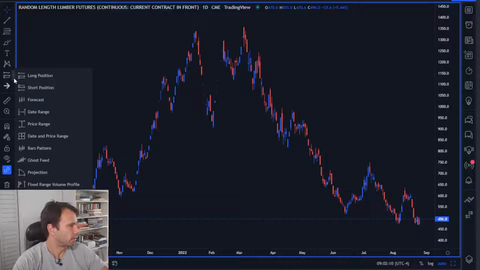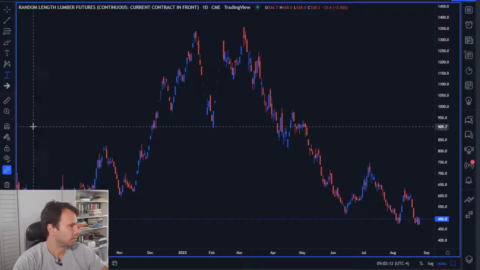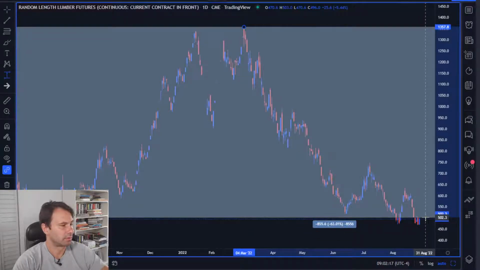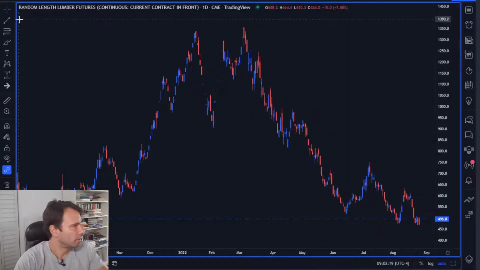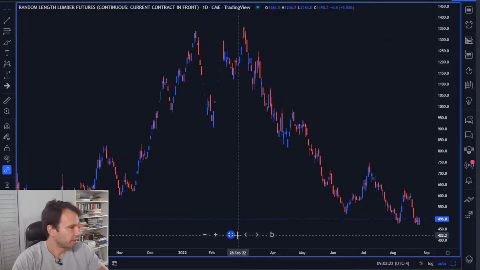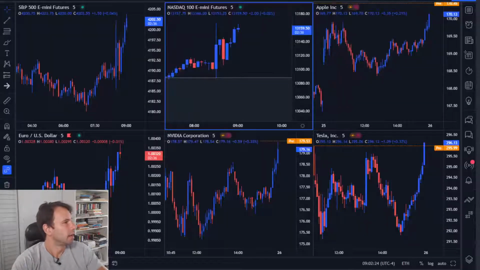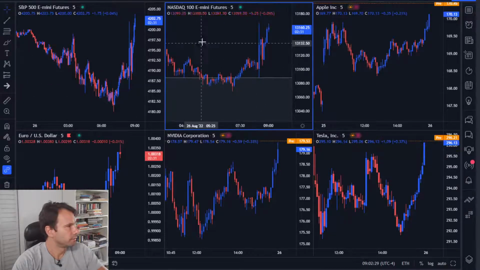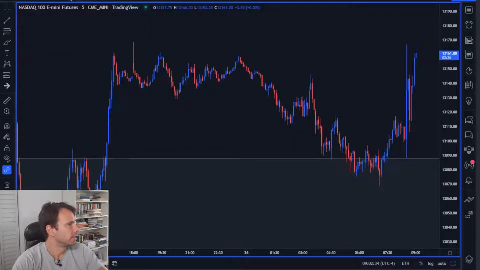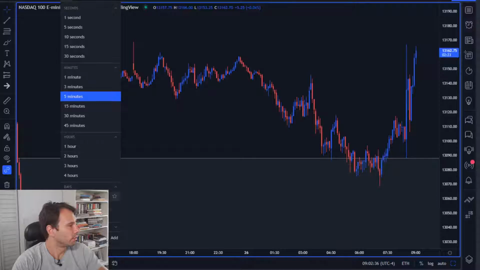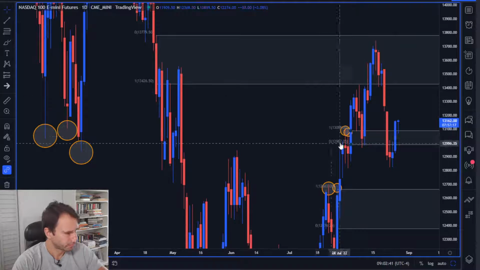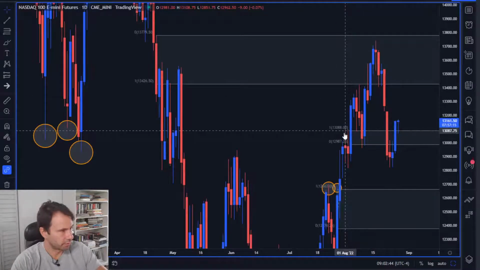Prediction forecast. No. Price range. There you go. From here to here, 66%. 63%. Right? So that's pretty good information to have. All right, let's go to the equity markets. Let's go to the NQ. This is the one that I trade. Let's go to the 1 day chart. Let's get rid of these circles.